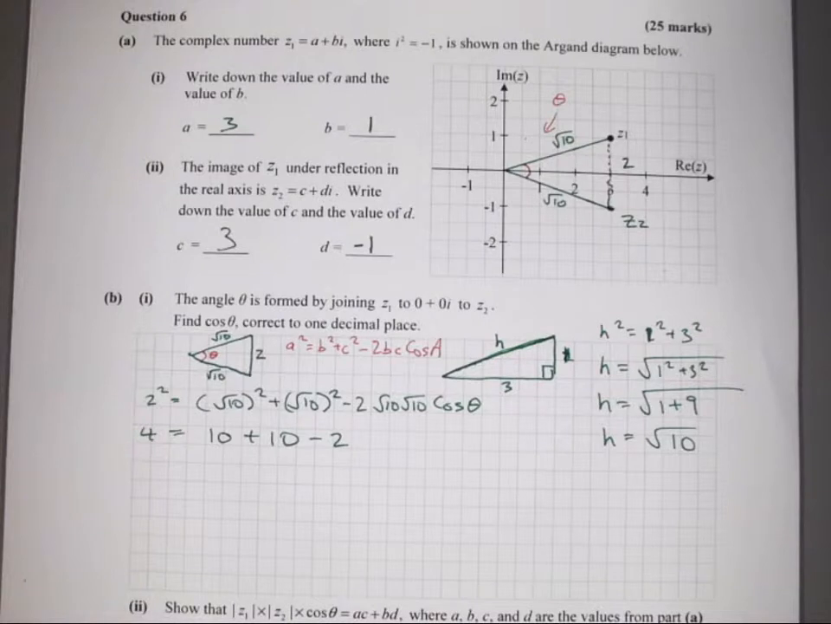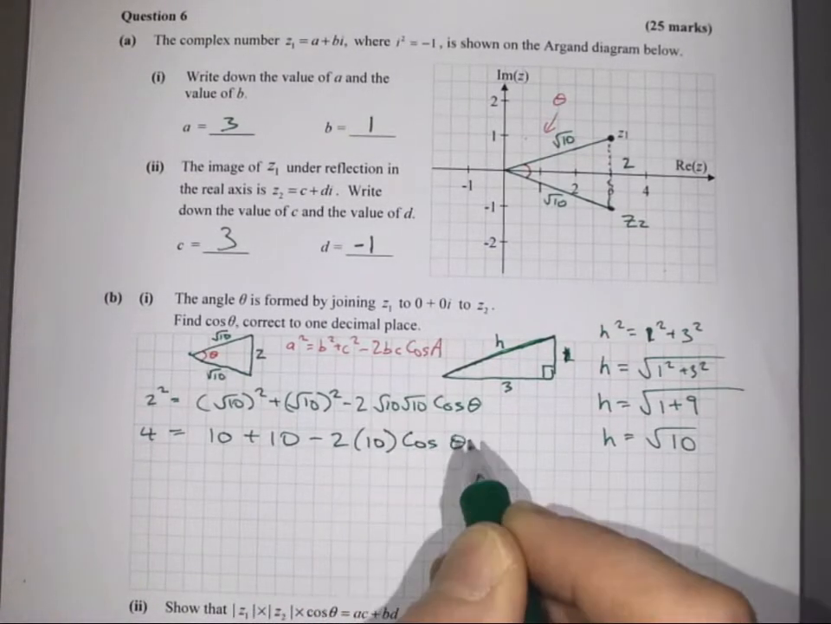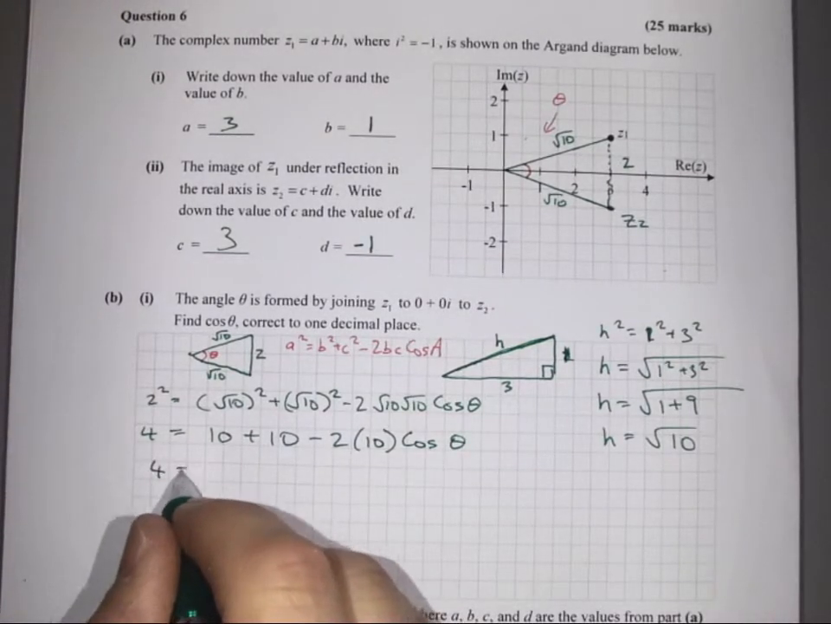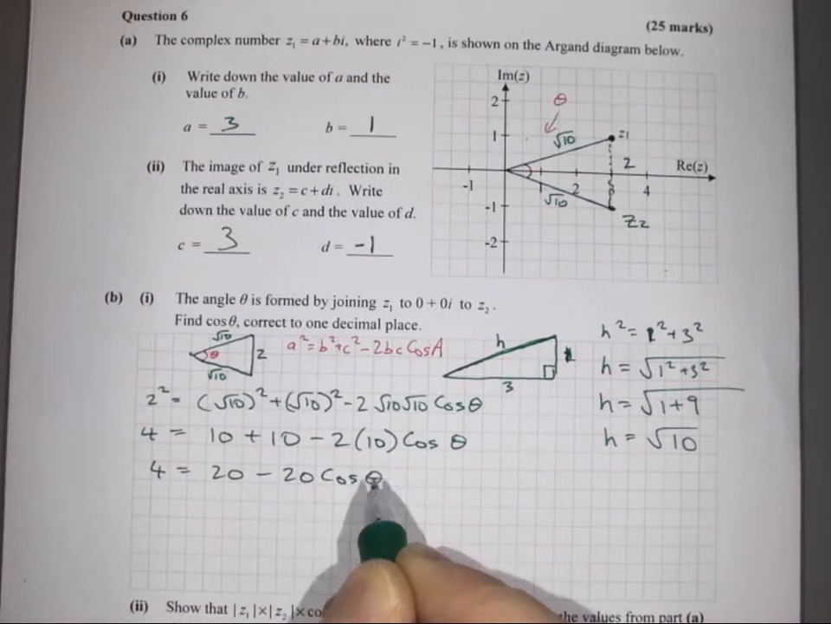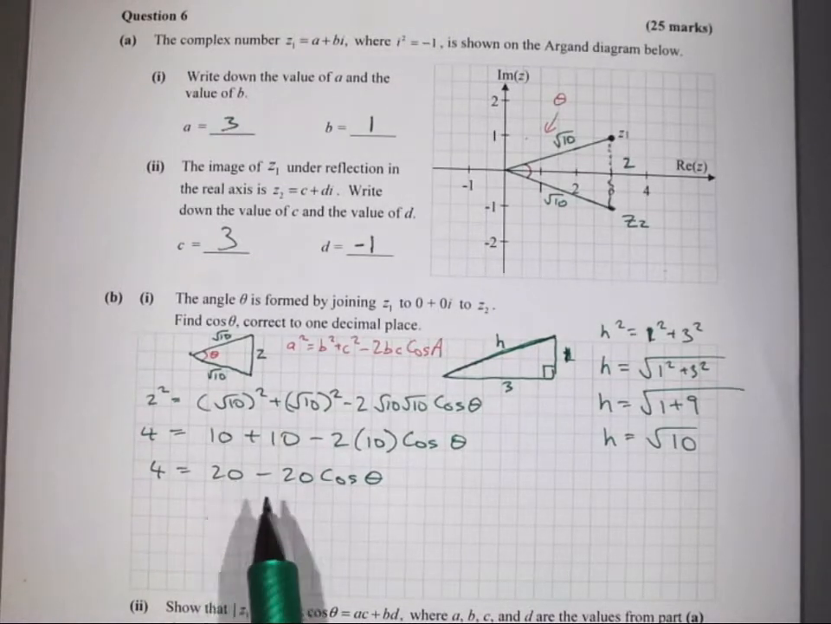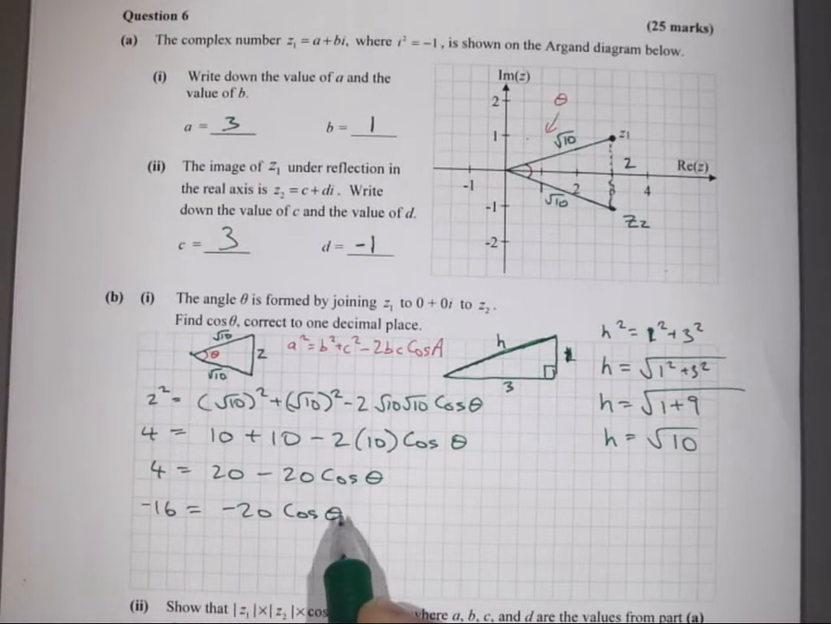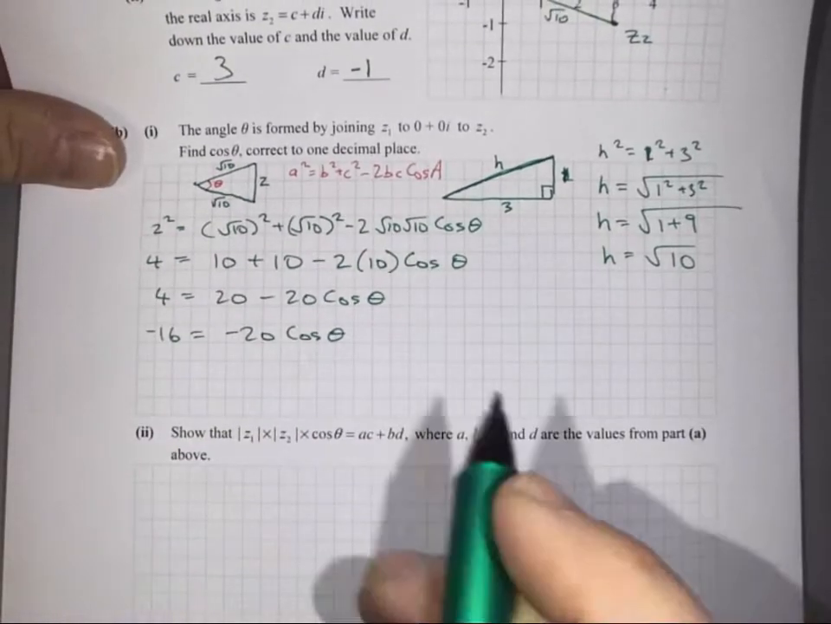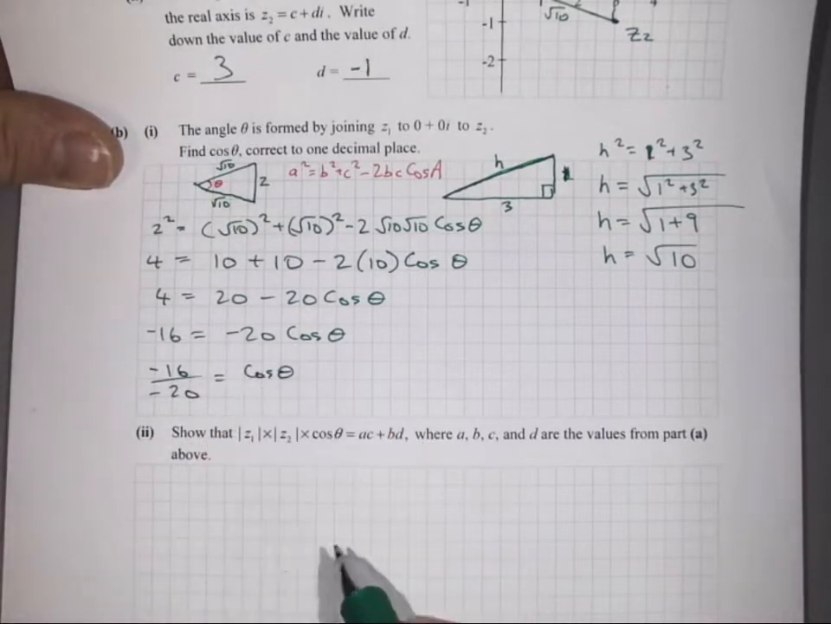Well, you can put that in the calculator if you like and check it out, but you'll come out with 2 times 10 times cos theta. And now it's just a matter of tidying up. So we have 4 equals 20 minus 20 times cos theta. And now I'm going to subtract 20 from both sides to get rid of this 20 here. And I end up with minus 16 equals minus 20 cos theta. Now I'll divide both sides by minus 20. And I have minus 16 over minus 20 equals cos theta.